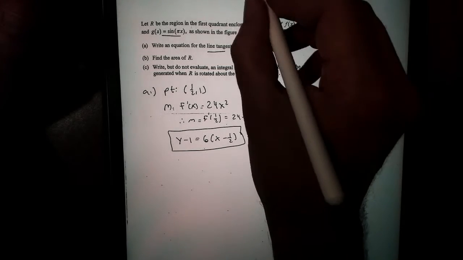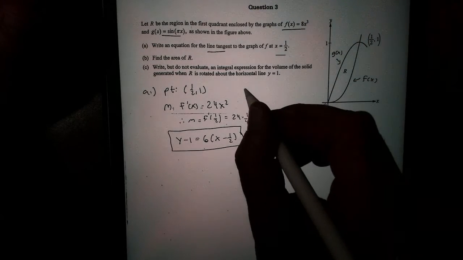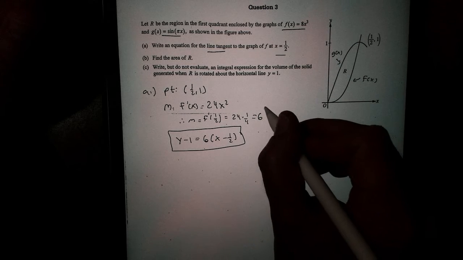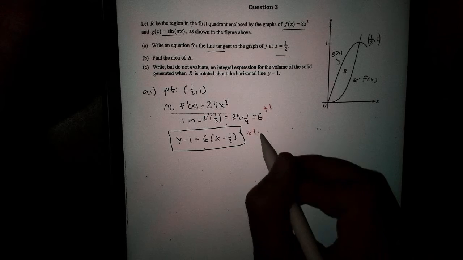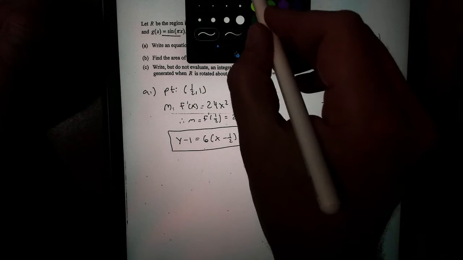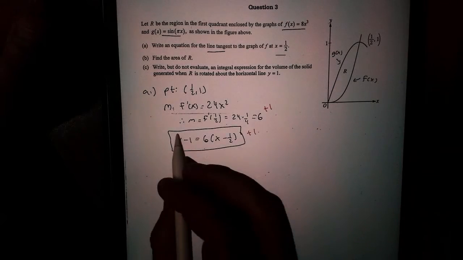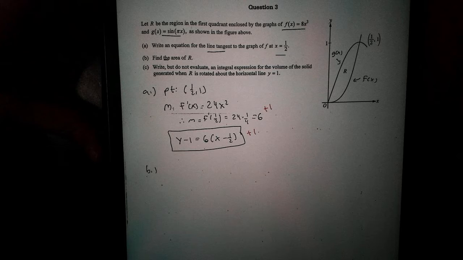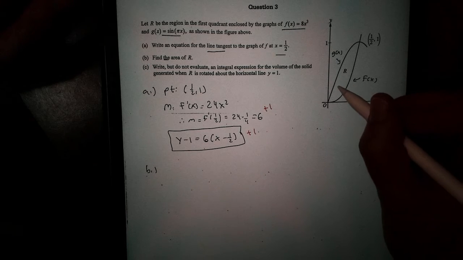So how does the AP grade this one? Let's take a look here. You will get 1 point for finding the slope, and then 1 point for your answer. So that's worth 2 points right there, and that didn't take us very long to do. Alright, so part B says find the area of R. Now we're getting into our area, so we want to find the area of this region.